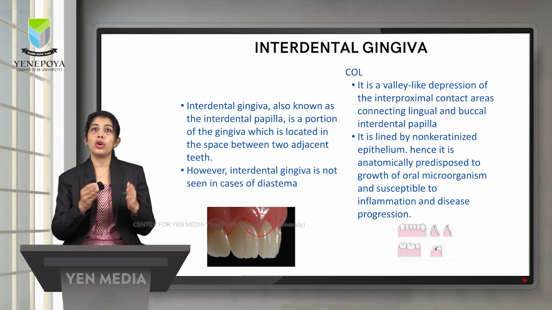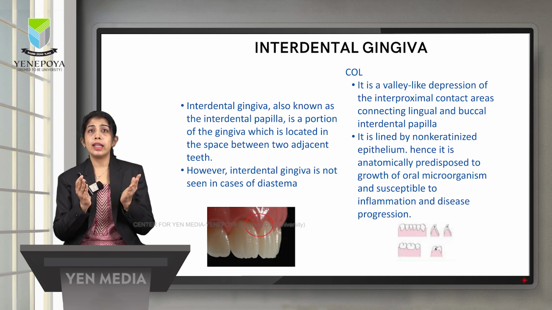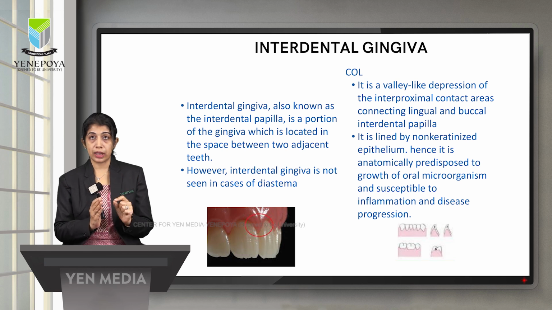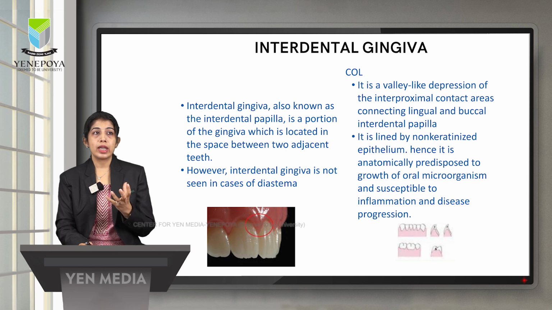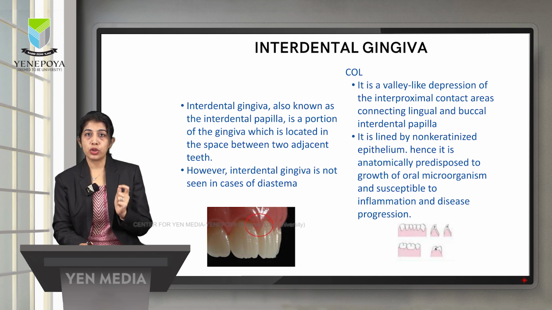There is a depression or there is a space in between your buccal papilla and your palatal papilla, and there has to be something that connects this. That connection or the valley-like depression is called the interdental col. Why is it important? It is lined by non-keratinized epithelium, and hence it is anatomically predisposed for infection or growth of microorganisms and inflammation. So the col is very important because it connects the two papillae in the posterior teeth and it is non-keratinized.